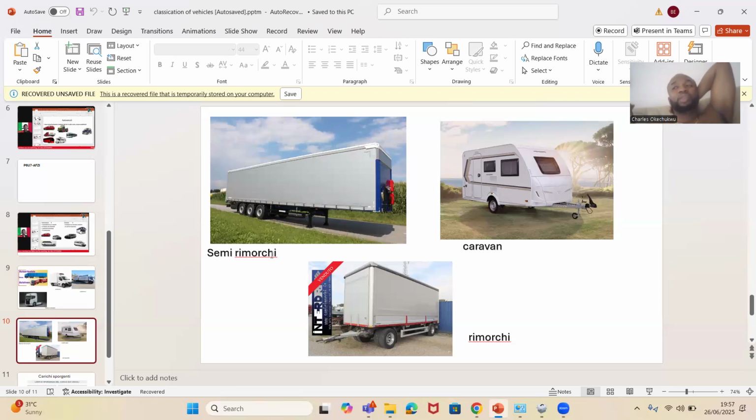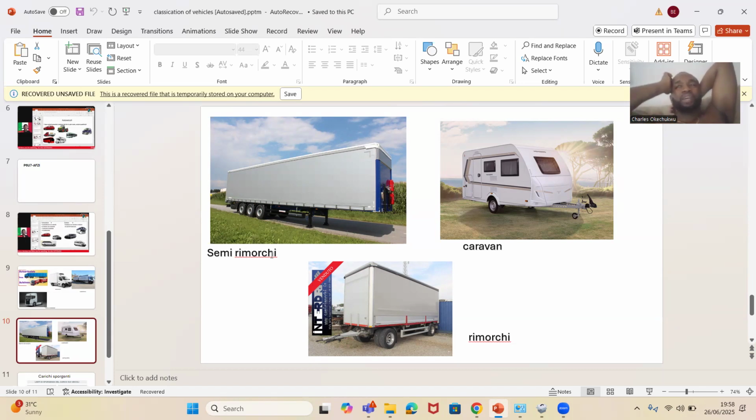Are you guys following me? Now, what are these vehicles? Let us start with the first one. The first one is called semi-remorchio. What is a semi-remorchio? The word semi-remorchio is the biggest container. Guys, follow me. I know it sounds funny, but a big container is called semi-remorchio. Write it down.